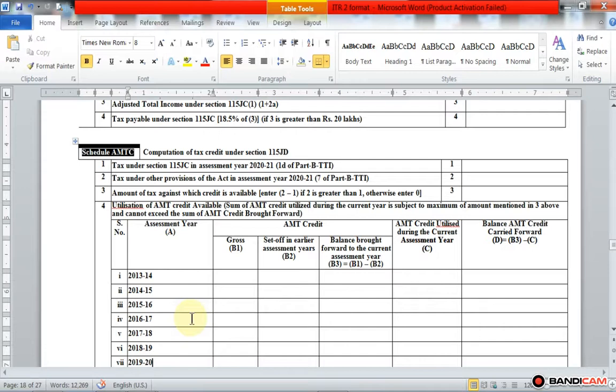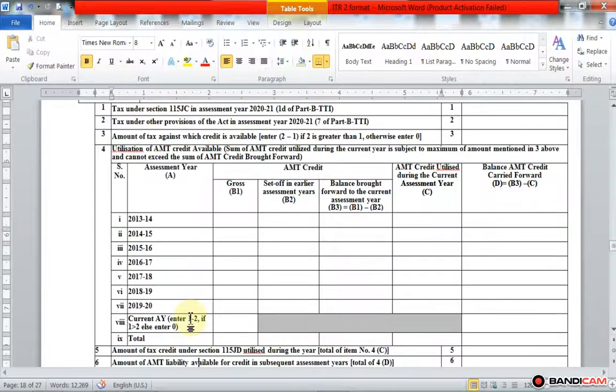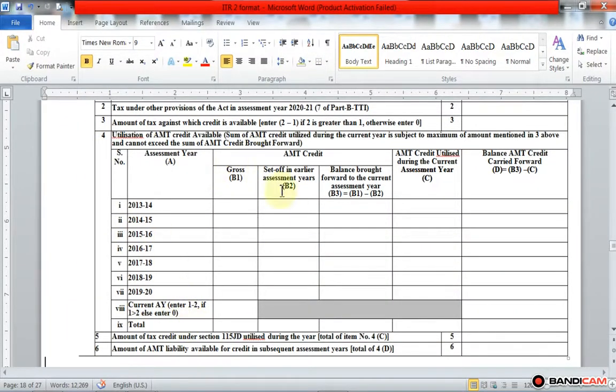Then utilization of AMT credit, alternative minimum tax credit available here. The sum of AMT credit utilized during the current year is subject to a maximum of the amount mentioned in 3 above and cannot exceed the sum of AMT credit brought forward. So here the assessee will furnish the information of the previous year in the respective columns.